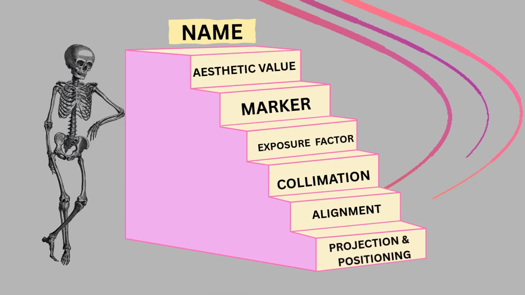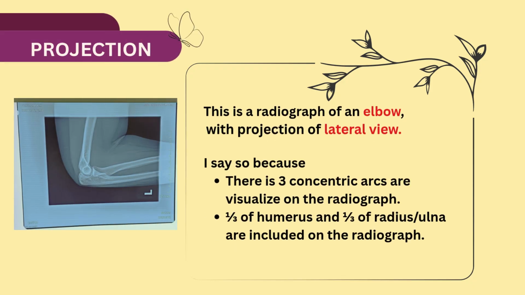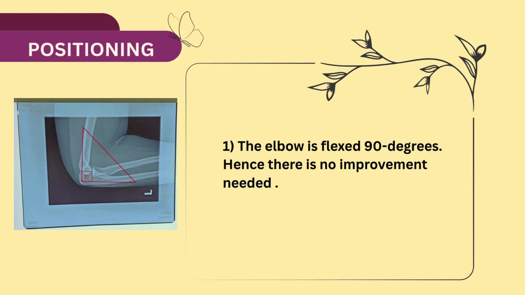Firstly, we will go to projection and positioning. This is a radiograph of an elbow with a projection of lateral view. I say so because three concentric arcs are visualized on the radiograph. 1/3 of the humerus and 1/3 of the radius and ulna are included on the radiograph. The first point of positioning is the elbow is flexed 90 degrees. Hence, there is no improvement needed.